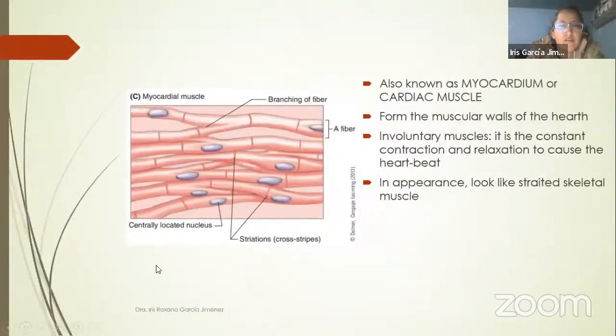We have the myocardial muscle, and we have to consider the principal structures of this, also known as myocardium or cardiac muscle. We were talking about the prefix. From the muscular walls of the heart, involuntary muscles in constant contraction and relaxation cause the heartbeat, and in appearance, they look like a striated skeletal muscle. Okay, these are the principal characteristics.